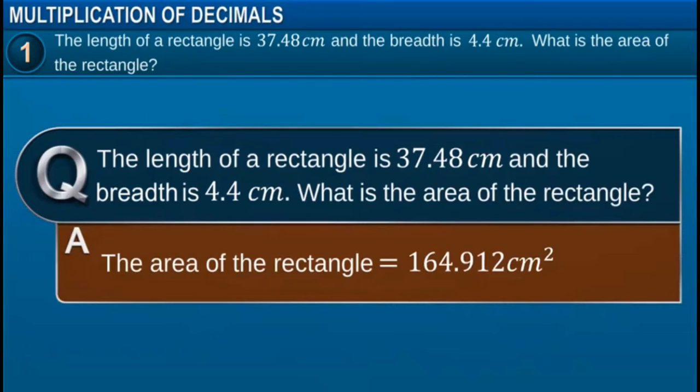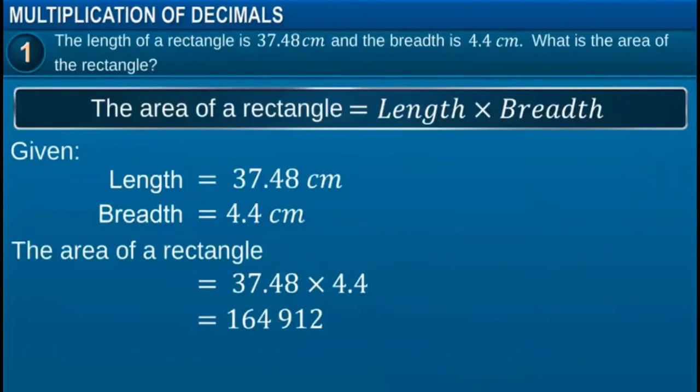Okay, so what we have done here, we have found the area of a rectangle. Here the length of the rectangle is given and the breadth of the rectangle is given. What is the area of the rectangle? As per the formula, it is length into breadth. So the length is 37.48 centimeter and the breadth is 4.4 centimeter. These are decimal numbers.